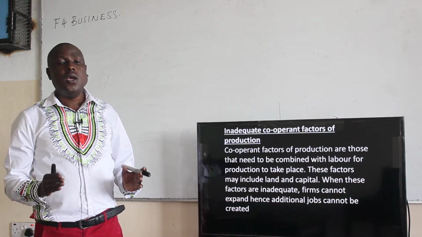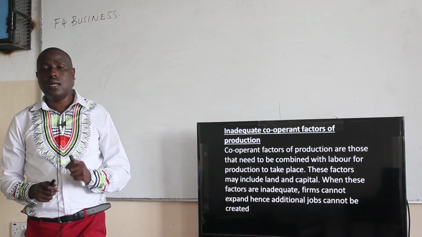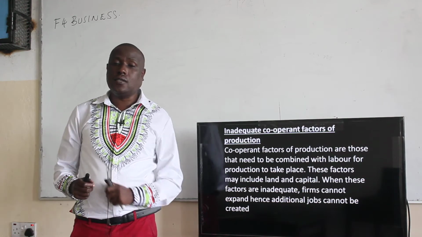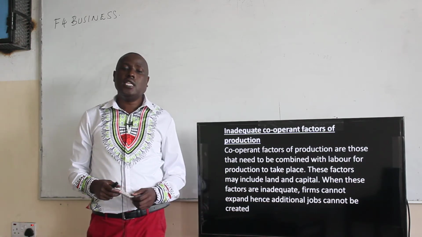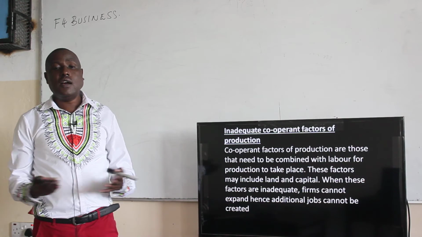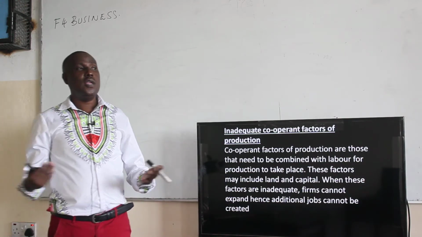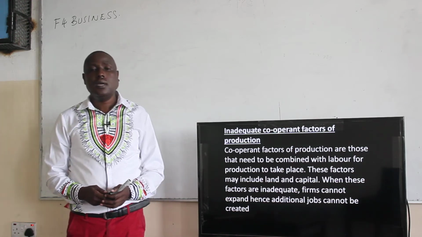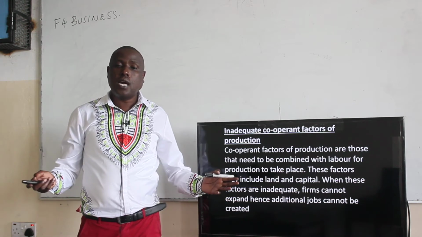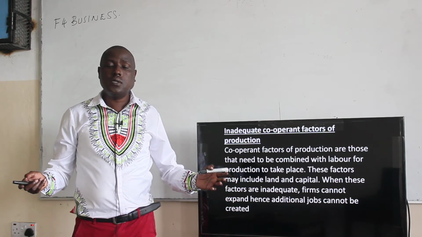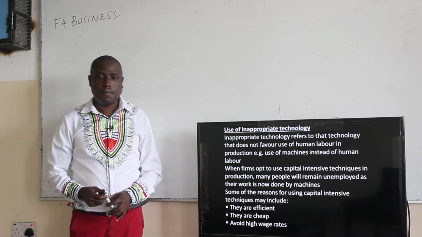So cooperant factors of production are those that need to be combined with labor for production to take place. These factors may include land and capital. When these factors are not there, if you don't have enough land or enough capital, however many human beings we have, they are not going to be employed. That leads to unemployment. Farms cannot expand because there is no land for expansion, meaning there are no additional jobs.